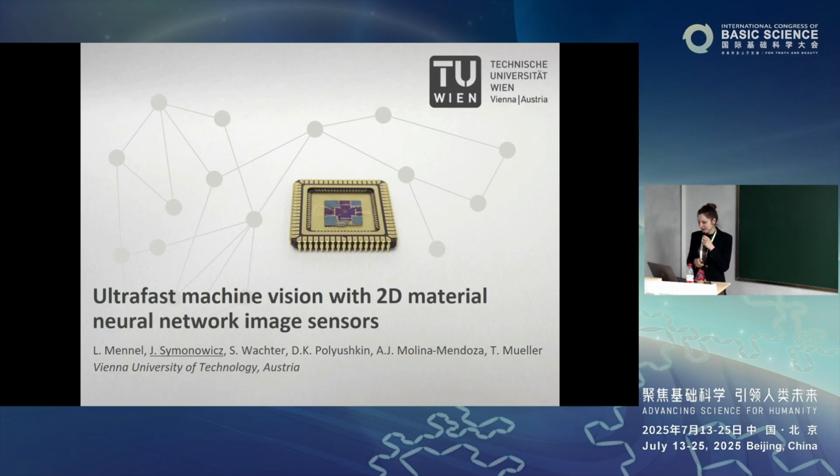So hello, everybody. Thank you so much for coming to my lecture. So I'm gonna talk about this device. It's actually the picture of what the title says. So it's a neural network image sensor that is ultra fast and it's based on 2D materials.